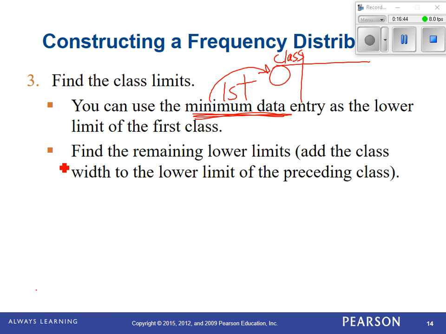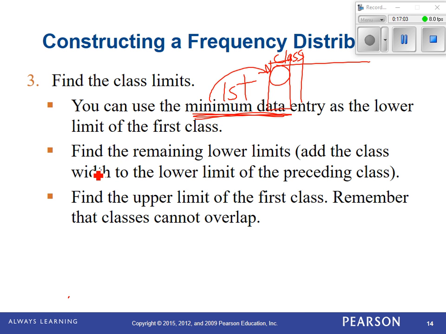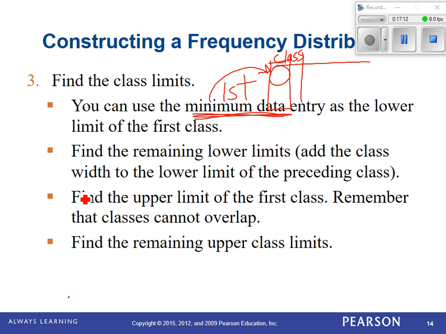Find the remaining lower limits, and the way you do that is add the class width to it. So you find all the lower limits first, then we'll worry about the upper limits. You do that just by adding that class width to each number and going down the chart. Find the upper limit of the first class. Remember, the classes can't overlap. I'm going to show you how to do that. Find the remaining upper class limits. Not really difficult. You're just adding on something each time.